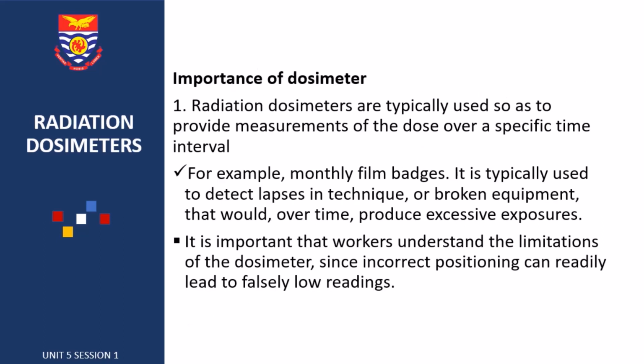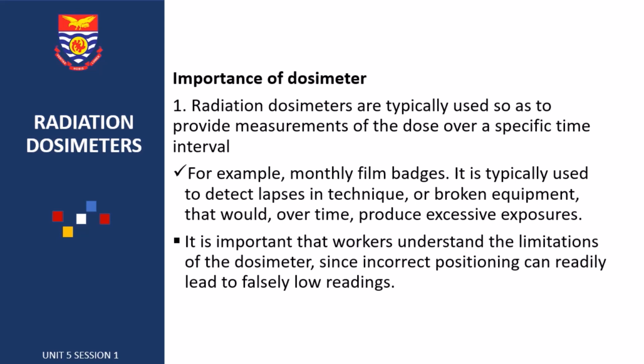Let us look at the importance of dosimeters. Radiation dosimeters are used to provide measurement of dose over a specific time interval. An example of these radiation dosimeters is the monthly film badge, and it is typically used to detect lapses in technique or broken equipment that over a period of time will produce excessive exposure.